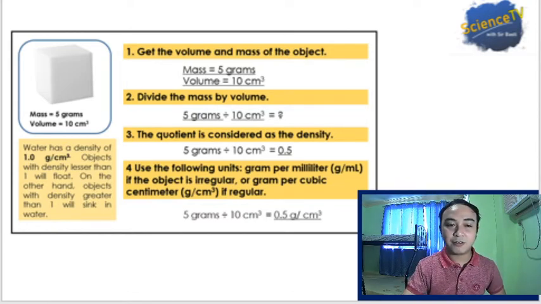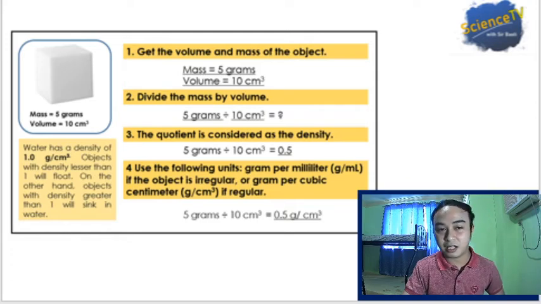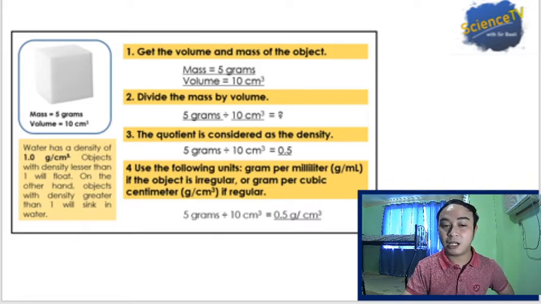Or let us make it easier. Since right here the volume uses centimeter cube, we are going to use centimeter cube. But if the volume uses ml, then you are going to use ml. But in our case, it is a regular object and the volume uses centimeter cube, so we are going to follow centimeter cube. So our final answer is 5 grams divided by 10 centimeter cube is equal to 0.5 gram per centimeter cube. How are we going to read this one?